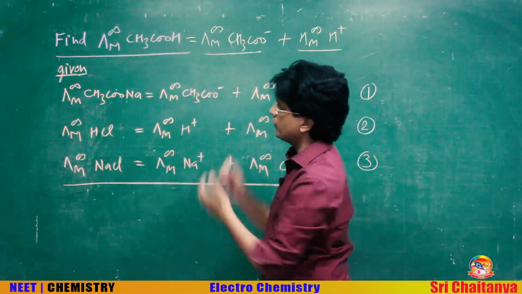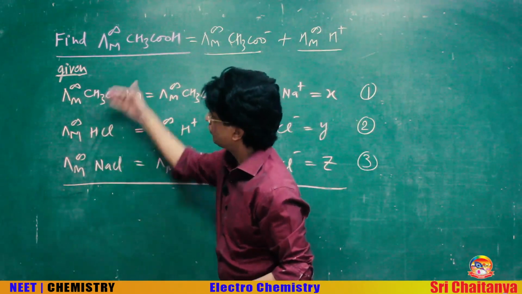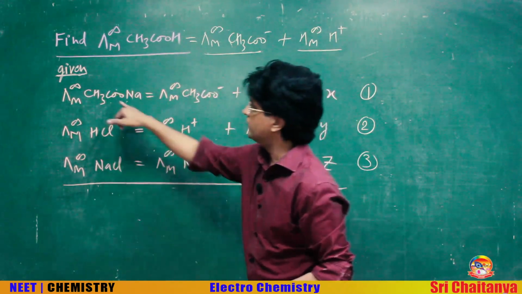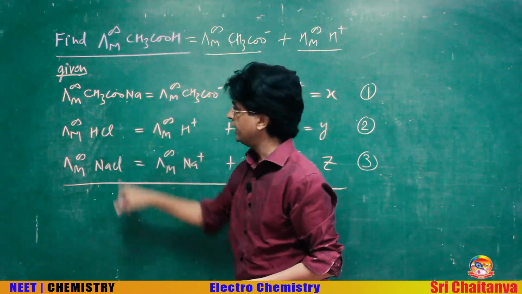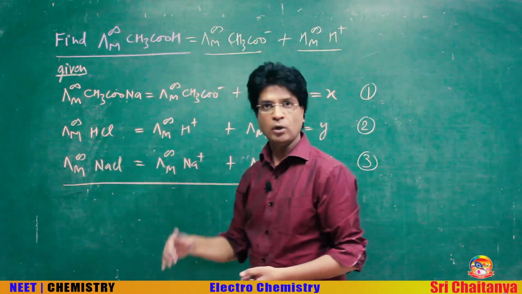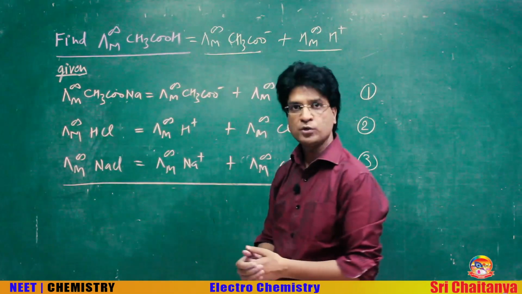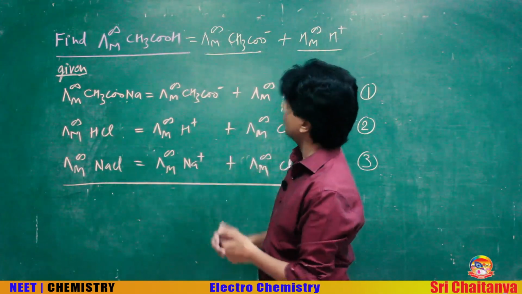In these kinds of questions, they will give you the molar conductivity at infinite dilution of all the strong electrolytes. CH3COONa is a salt, a strong electrolyte. HCl, a strong acid, is a strong electrolyte. NaCl, a salt, is again a strong electrolyte. Now by using the data from the strong electrolytes, we will be solving this question.